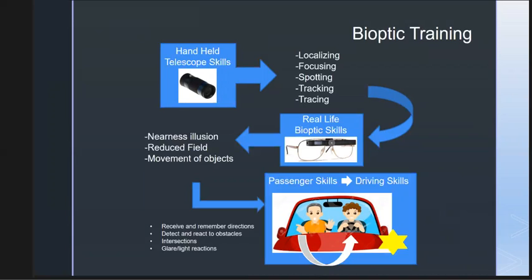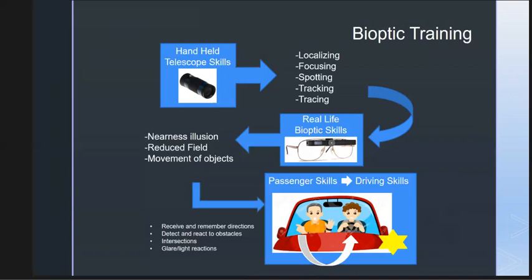Another thing is that because of the increased magnification, we're going to have that reduced visual field and that surrounding paracentral scotoma, as I had discussed in the last slide. And then while looking through the telescope, the movement of objects is going to be different. Once they have those real-life bioptic skills and they're comfortable using the bioptic, then we're going to put them in the passenger side. On the passenger side, they need to get passenger skills similar to a 16-year-old. So they need to be able to receive and remember directions, be able to detect and react to obstacles using that bioptic, and also how intersections work and be comfortable with that.